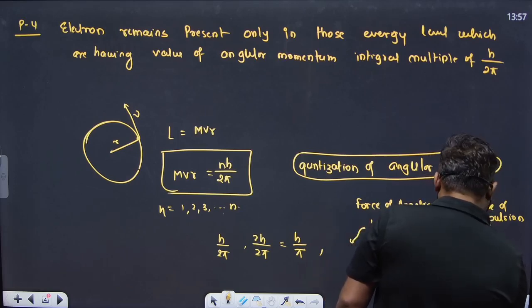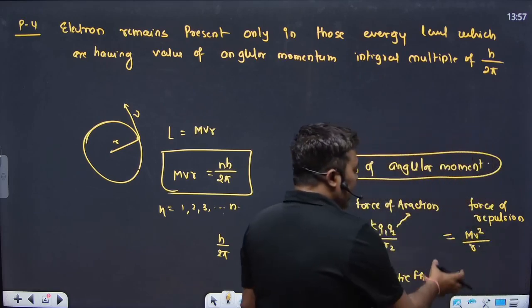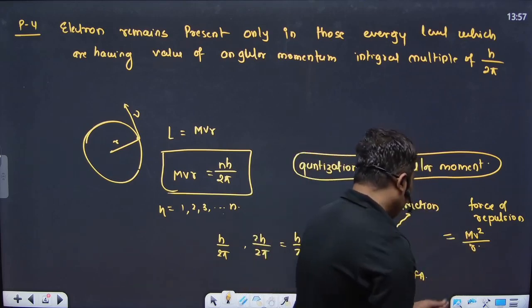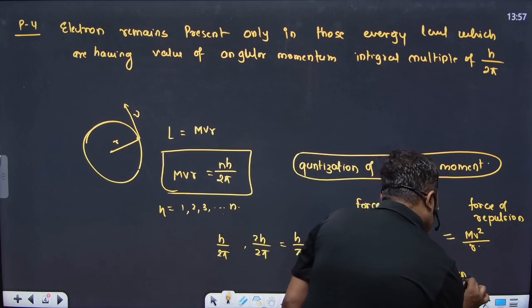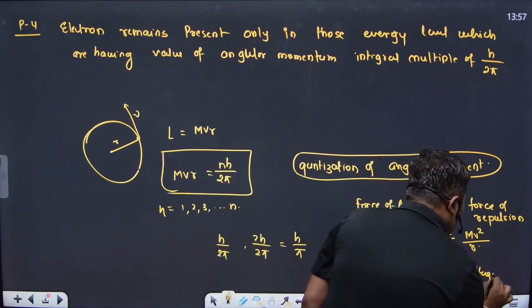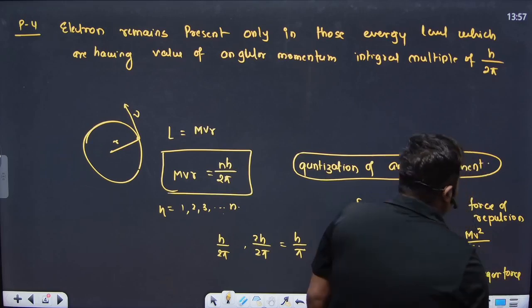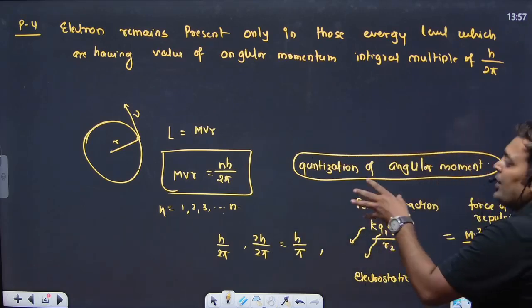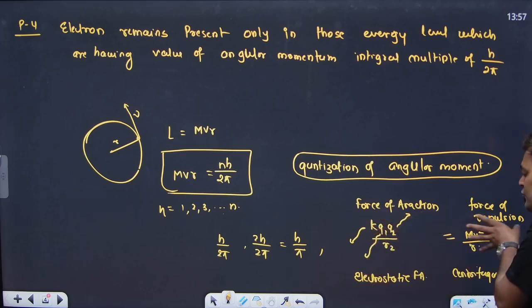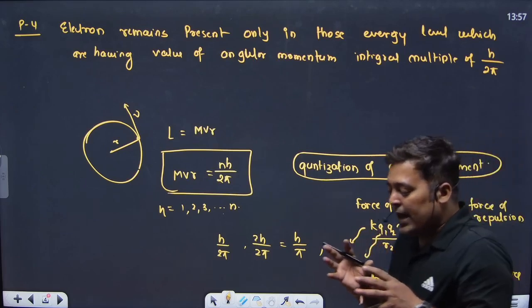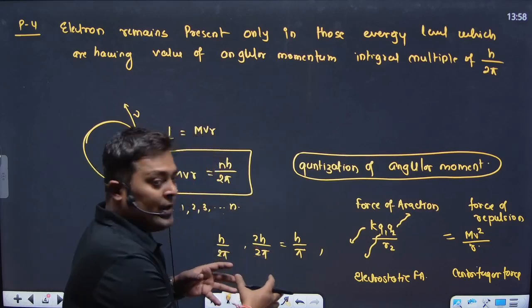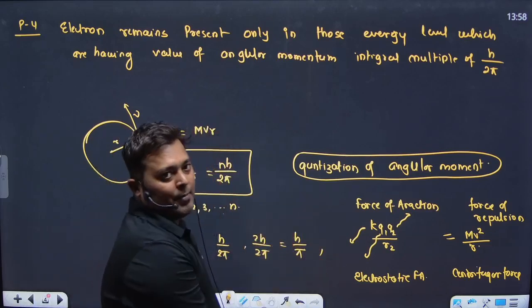That is mv square by r. So we are going to have this centrifugal force, that is representing the force of repulsion, and that is representing the electrostatic force of attraction. So in every atom we are going to have these two forces, and these two forces are equal to each other and act in opposite direction to each other, and that is how every atom exists in the stable form.